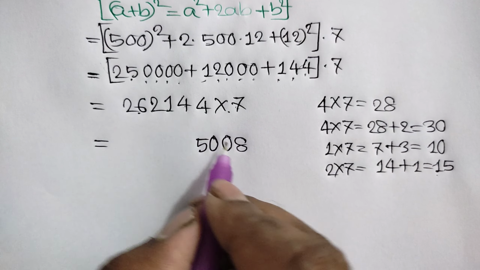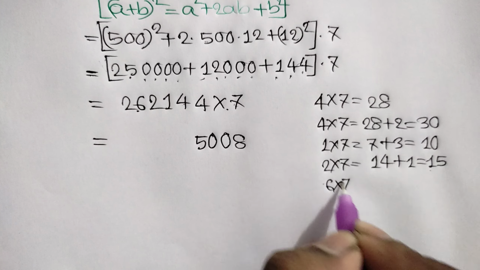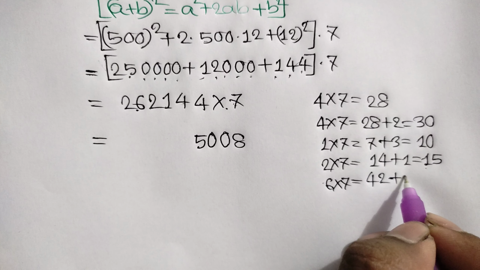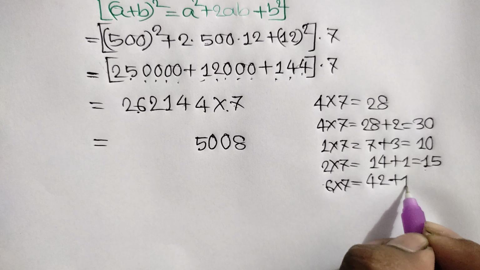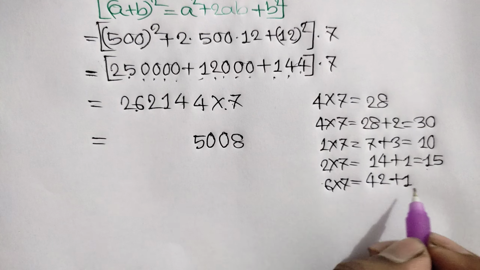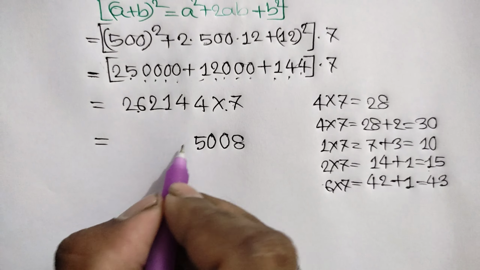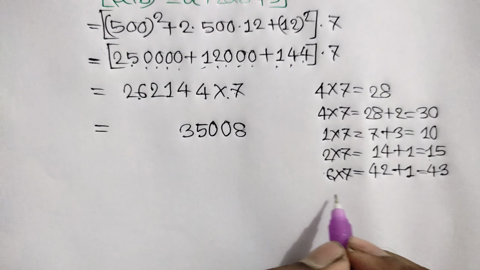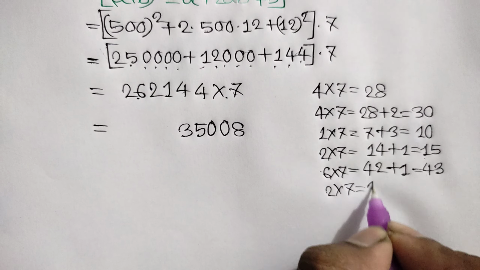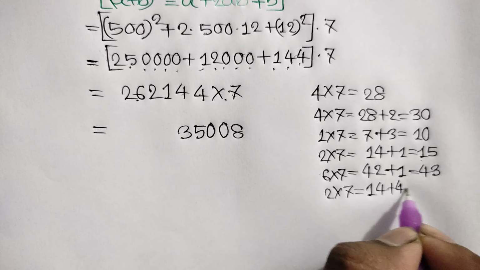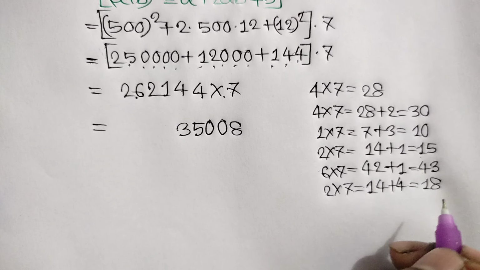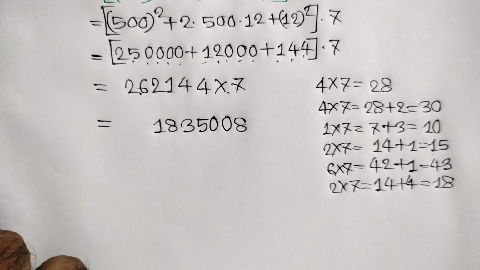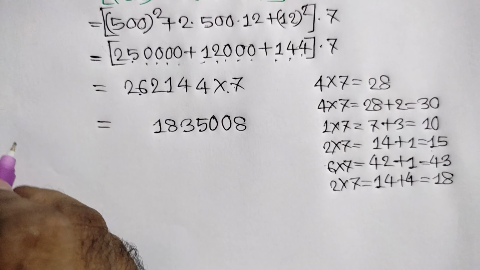Now 6 times 7 is 42 plus 1 is 43, so we can write here 3, and 4 will be carry. Now 2 times 7 is 14 plus 4, so here we will get 18, so we can write here 18. So finally this is our final answer.